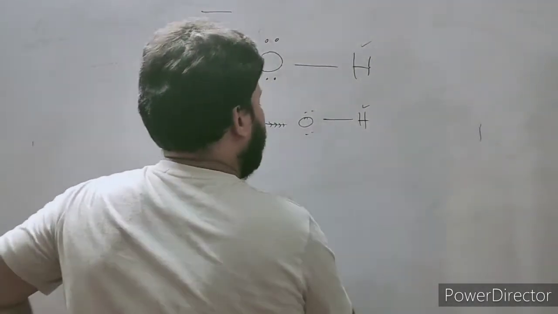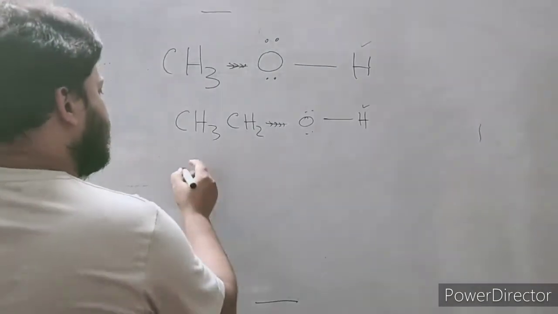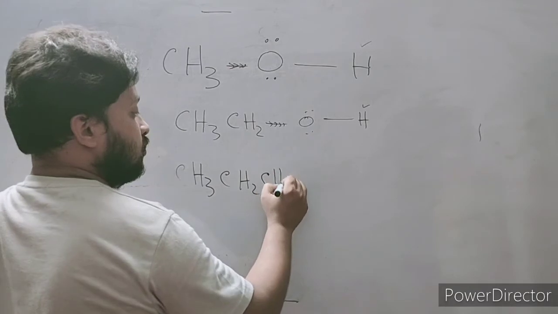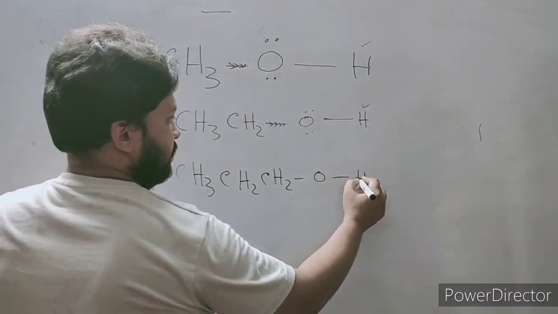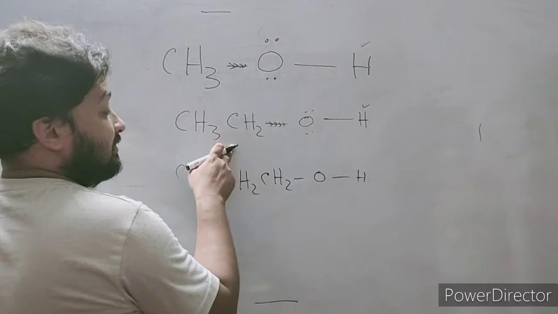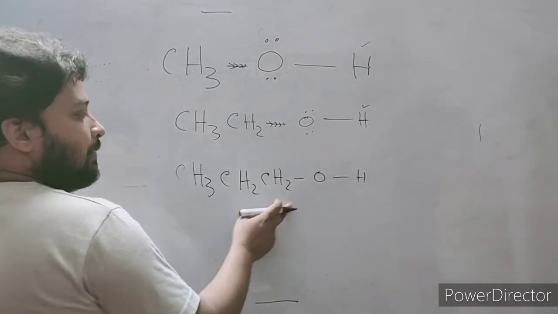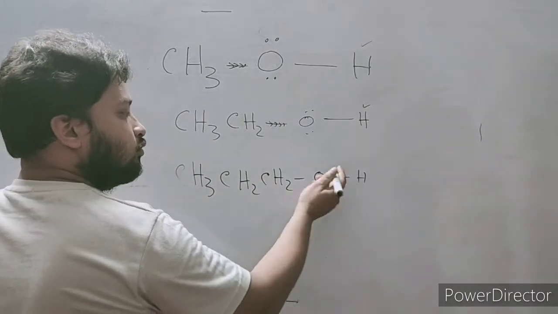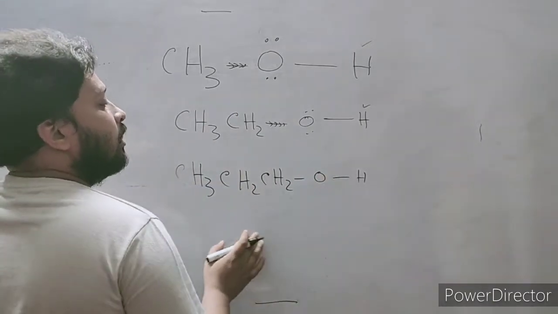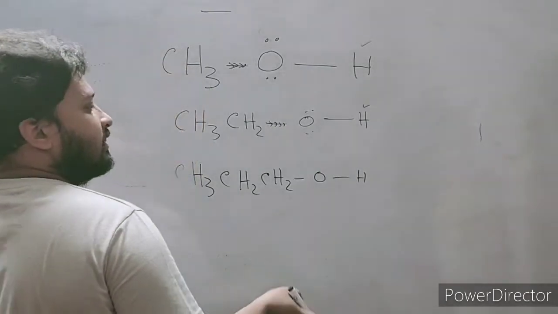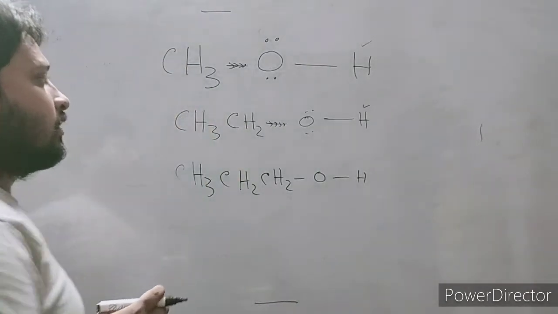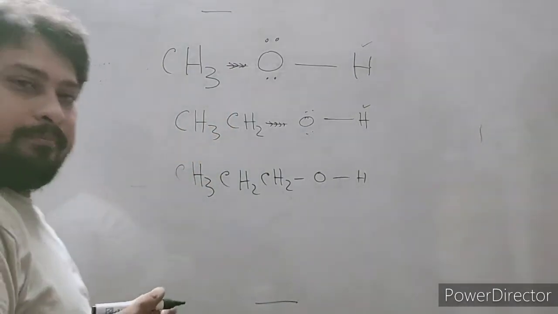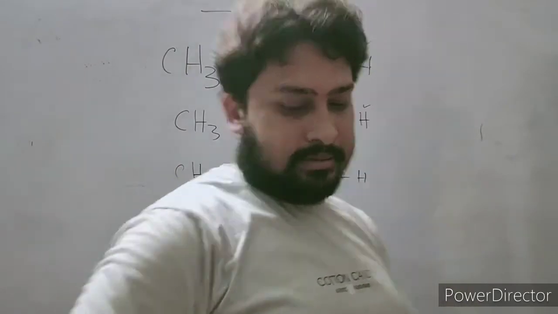If you have propanol, that is CH3CH2CH2OH, it is a more bulky group compared to the ethyl group. Propyl group has more tendency to push the electron towards oxygen. So it is less acidic compared to this one and this one.